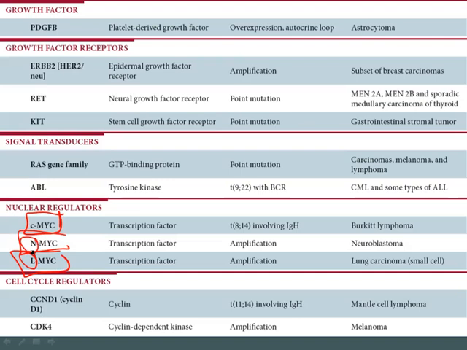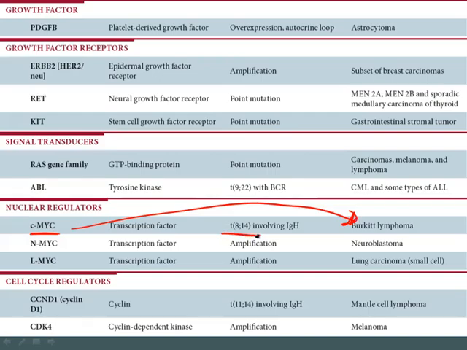Now, one thing that I would like to highlight here is the fact that when you have a c-MYC translocation, that will result in Burkitt lymphoma. All right, and it's important to note here that the mechanism by which c-MYC is overexpressed in a Burkitt lymphoma is usually a translocation between chromosome 8 and chromosome 14.